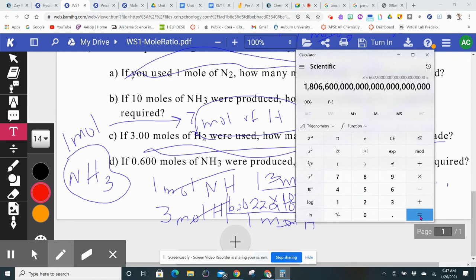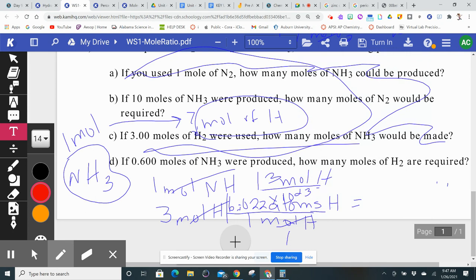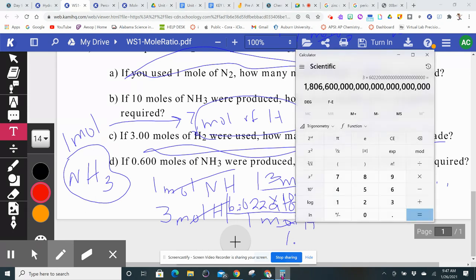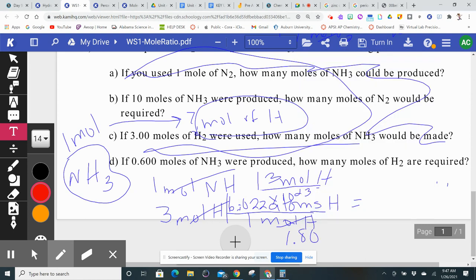I guess I did. Okay. There's your answer. Do you want to write all that out? No, I don't either. So we need to put it in scientific notation. 1 point, what was that? 806.